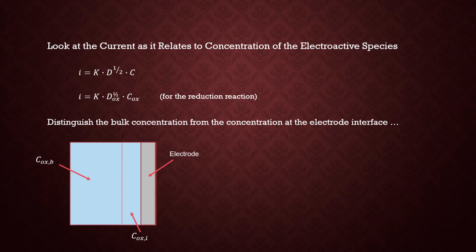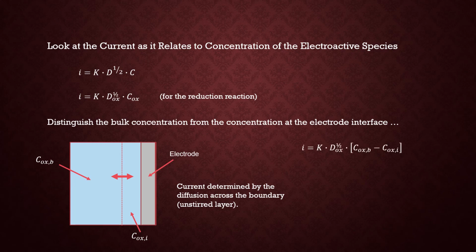So, in other words, if I had a concentration that was higher at the electrode surface, I would see the flux go the other way. So that's the rationale for making the following statement about the current. The current is going to be determined by the diffusion across that boundary. I've indicated that now by the double arrows, and I'm going to represent that direction and the flux with that equation that just popped up.